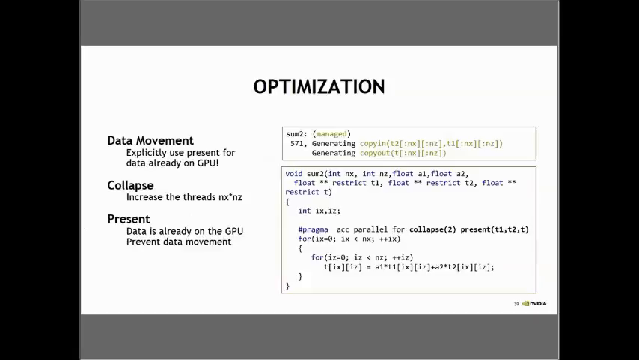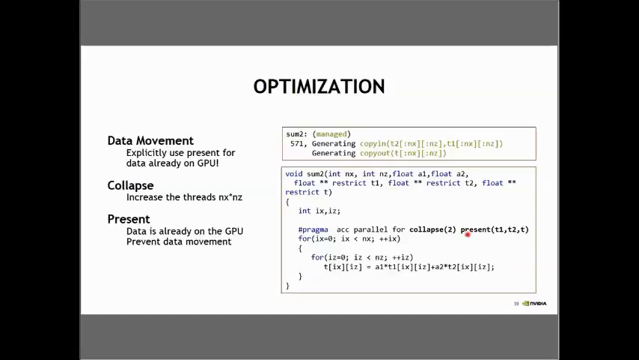And then go in and also make use of other clauses like the present clause, so that it was already copied in to, you see here, the travel time table. T1, T2, and T were already copied to the GPU. Managed memory told you that it was copying in T1 and T2 and copying out T, but analysis of this code says, no, we don't need to copy back out.